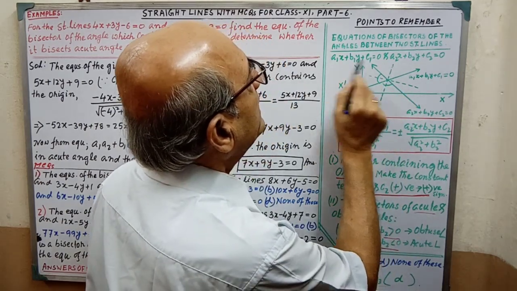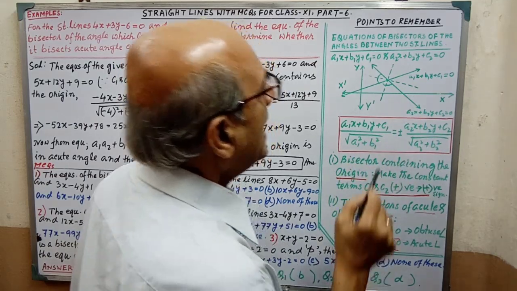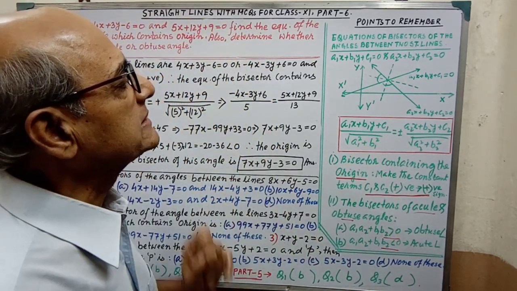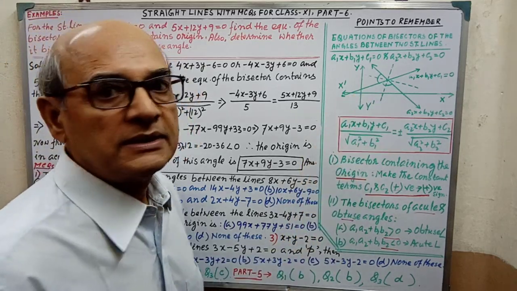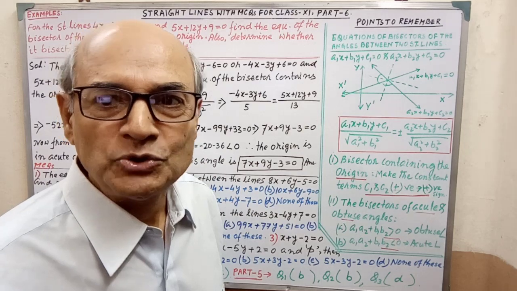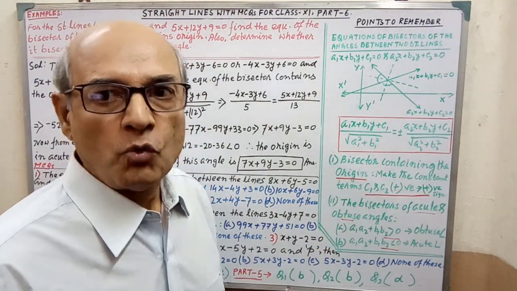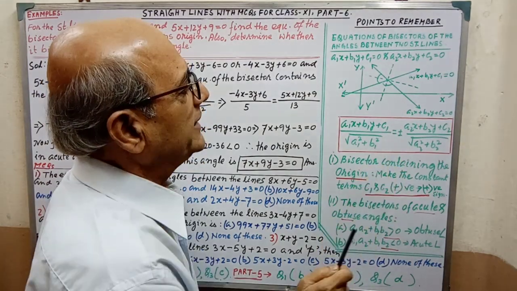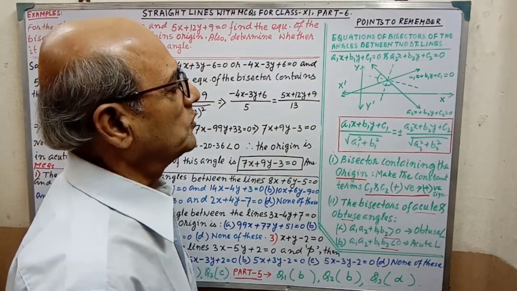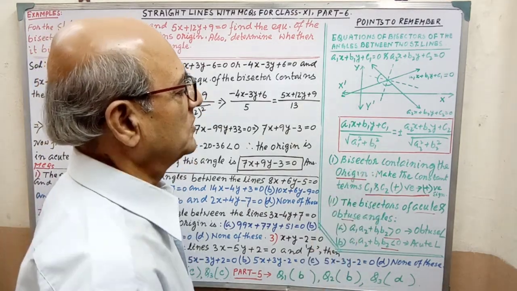This is the equation and this is the formula. And here plus minus is given. There are two bisectors. Naturally there will be two equations, 1, 2. This is why plus minus. One you have to consider plus value, then minus. This is the formula. You have to remember this formula.